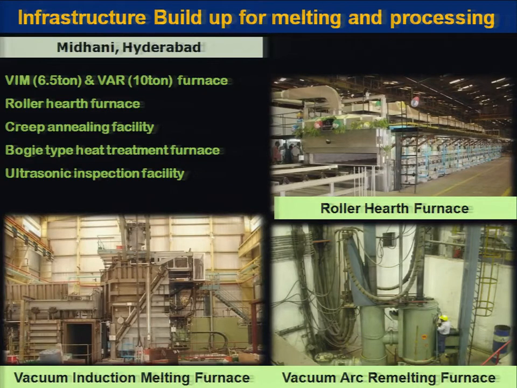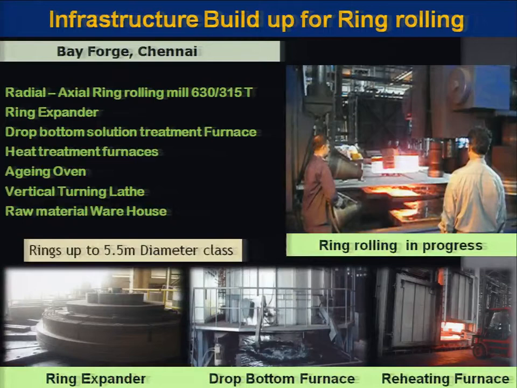including the facilities like ultrasonic inspection facility and also the bogie type heat treatment furnace. And similarly for ring rolling at Bay 4, Chennai, these radial and eggshell ring rolling mills, then aging oven, vertical turning lathes, and all of these have been used for producing the items required for our launch vehicles. And you see in this picture many of these facilities which are used for reheating or ring rolling process.